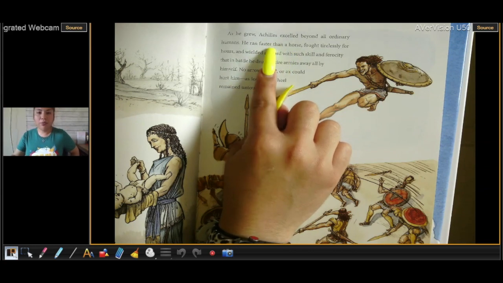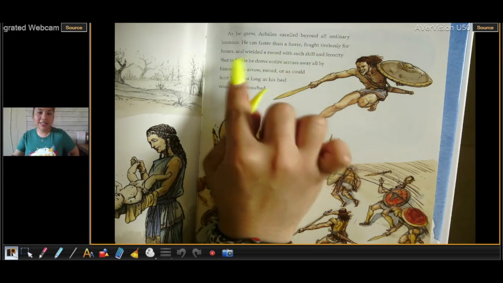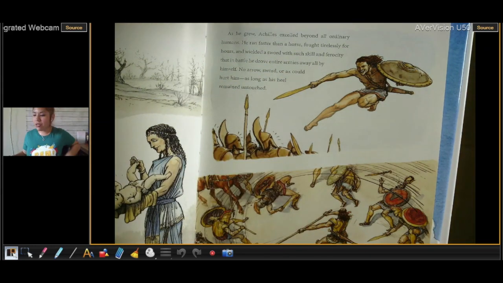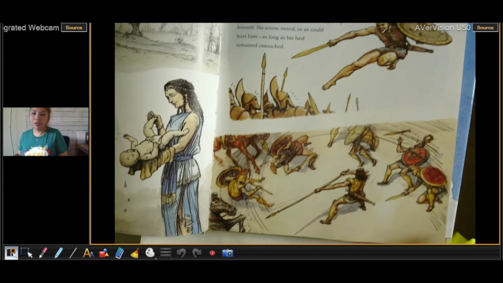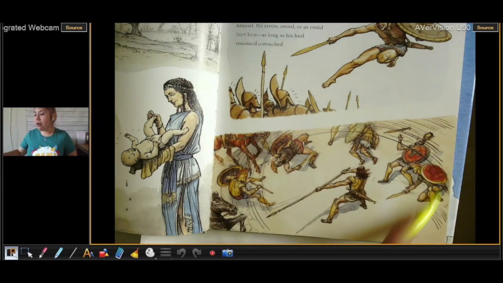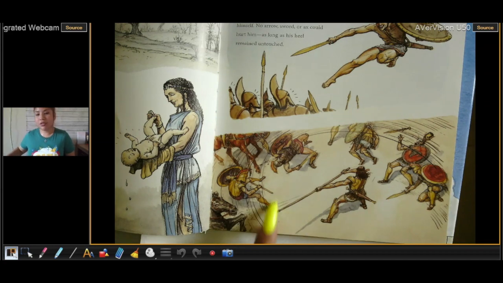So if he ran faster than a horse, fought tirelessly for hours, and wielded a sword with such skill and ferocity, I want you to notice what the author did down here. So the author included an illustration. Why did the author include this illustration? What is she trying to tell us? Yeah, she's trying to show that Achilles could what? Fight several soldiers by himself. Yeah, that's what made him extraordinary.